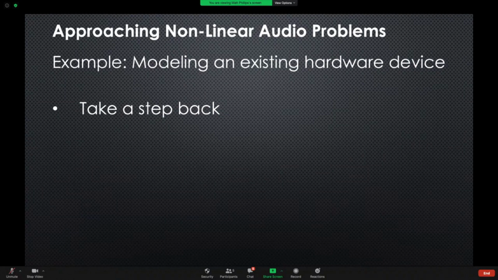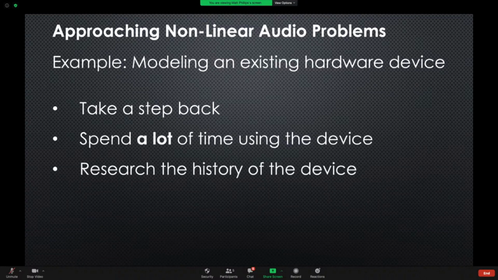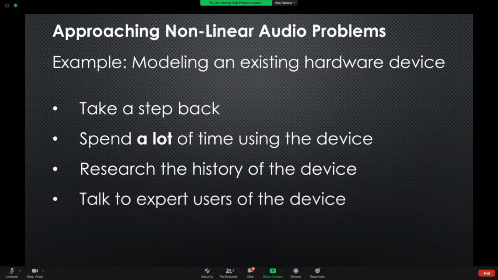When I have a new piece of audio gear, particularly if it's vintage audio gear with pedigree and a well-established piece of equipment, the temptation is always to rush in and start looking at schematics and start running signals through it, taking measurements, however you choose to do that. What I always like to do is take a step back and spend a lot of time using the device without thinking about how I'm going to approach it or how I'm going to model it. Just use the device, learn about the device, and research the history of the device. Find out why people like it, what they like about it, what they don't like about it. And really important, talk to expert users of the device, because they will be able to give you some invaluable input on what makes this particular piece of equipment worthwhile as a project.